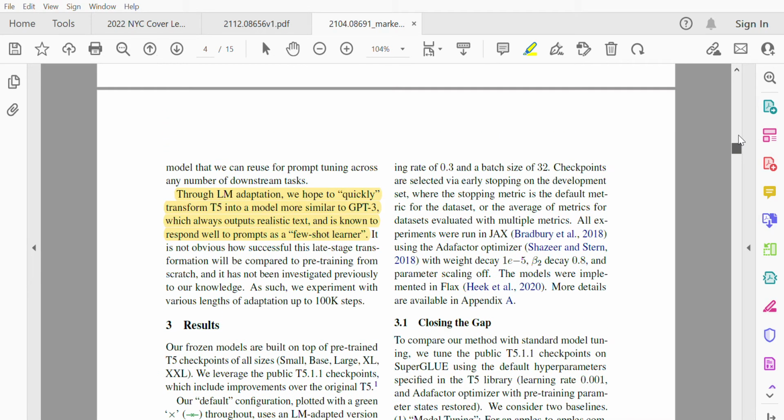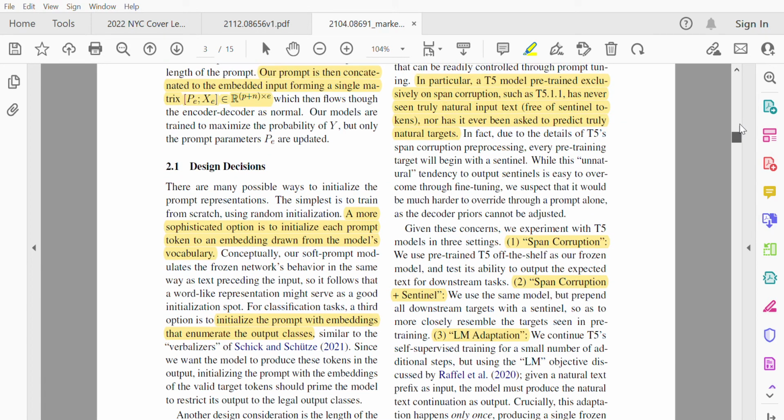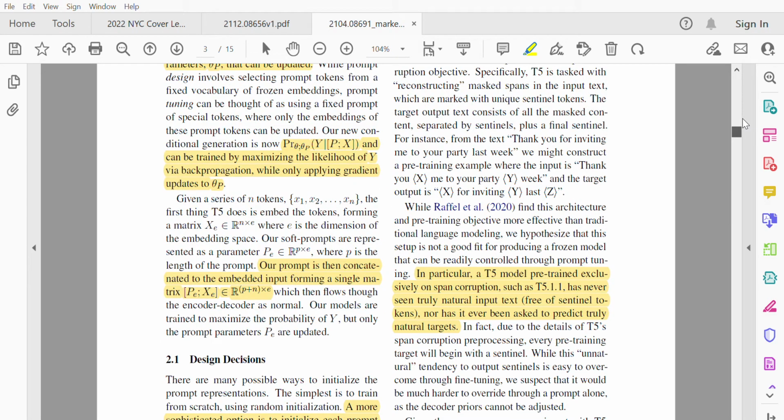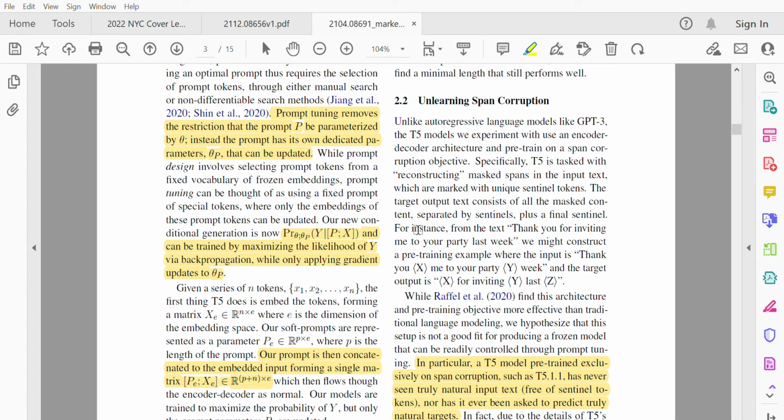They talk about some of the differences between their models and others, which I already touched on. Yeah, this is some more about their method, just so we're clear on the technical side of this. So they're going to have this conditional generation, where we're predicting y based on p and x. And we can train that by maximizing the likelihood of y via backpropagation, only applying gradient updates to theta p.